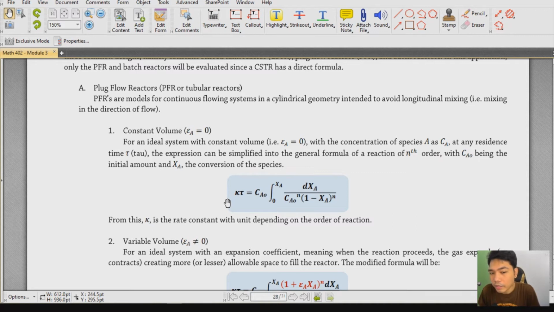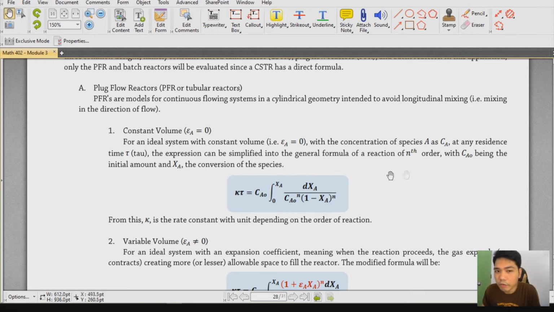And then K na, this is the letter kappa in Greek. So yung K na yon is the rate constant with unit depending on the order of reaction. So para lang din tong K natin dun sa kinetics natin, chemical kinetics, it's just that this K is related to the dimension of the vessel. So yun lang yung pinakaiba, kaya iba na lang yung symbol. But then again, that's the same concept.